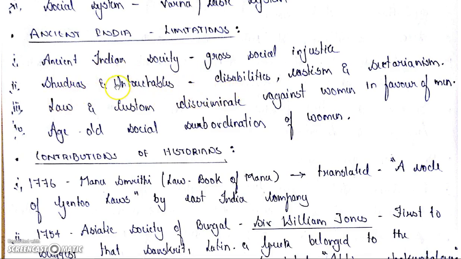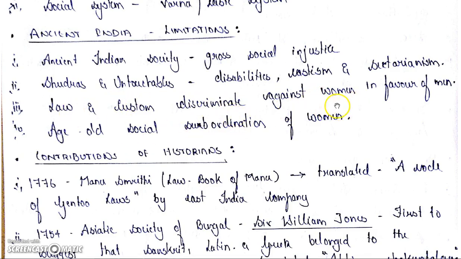So there is social injustice for a certain class due to their disabilities, and there is a lot of prevalence of the caste system, and also law and custom discriminate against women in favor of men. So women were always looked down upon during the ancient days. Now slowly the situation is changing, and it still needs to change, and women need to be empowered.